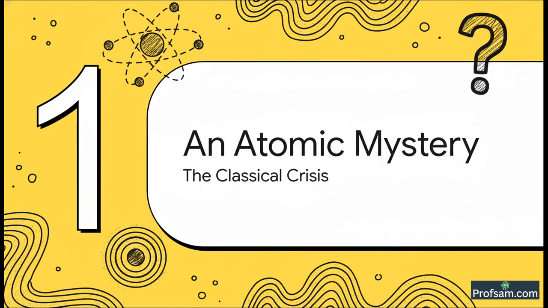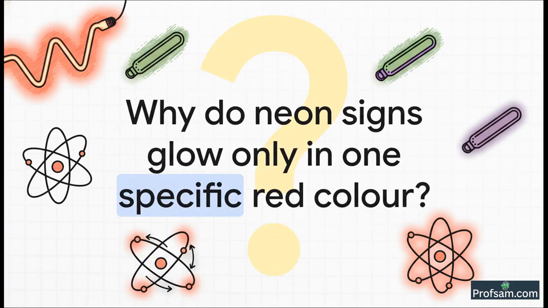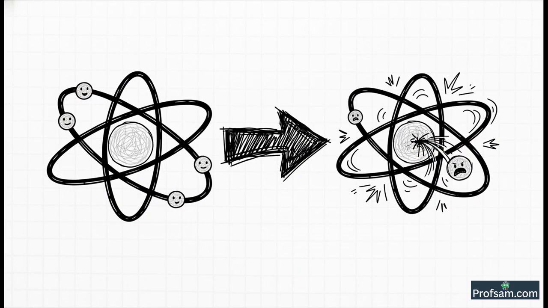To get our minds warmed up, I want to start with a really simple question about something I'm sure all of you have seen. You've noticed this, right? A neon sign always has that special reddish-orange glow. It's never green, it's never blue. Why is that? Just keep this little question in the back of your mind, because the answer is tied to a much bigger mystery.